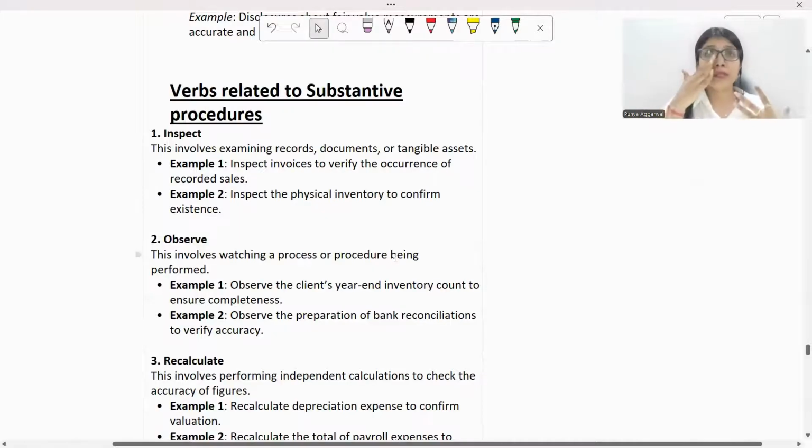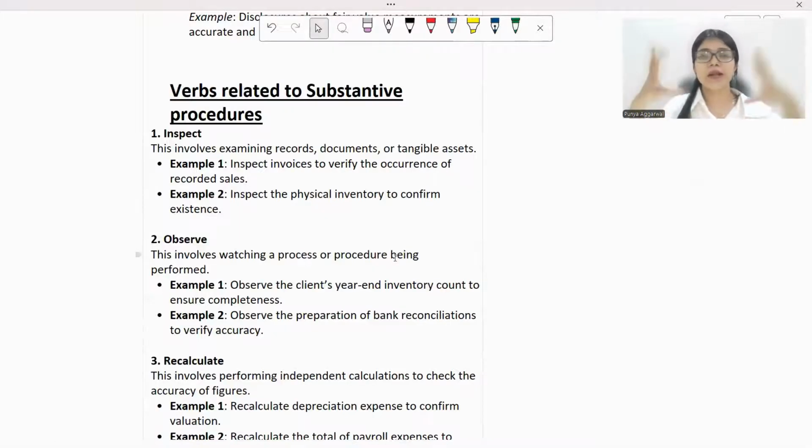So sometimes what happens is I have seen students writing substantive procedures and all of the verbs are discuss. No, guys, you cannot do like that. And sometimes I have seen that they are using the wrong verbs. Where it should be observe, they are writing inspect, where it should be recalculation, they are writing reperform. So you need to understand these verbs really well to be able to write them in your answers, right? So let's start.